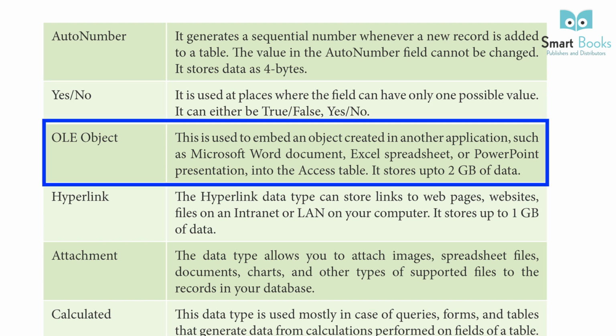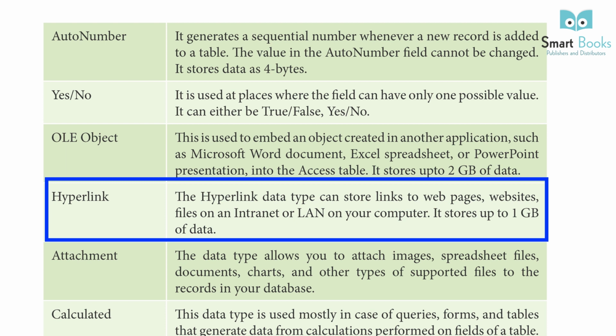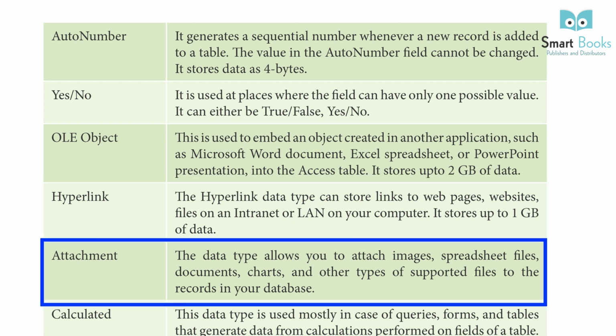OLE Object: this is used to embed an object created in another application, such as a Microsoft Word document, Excel spreadsheet, or PowerPoint presentation, into the Access table. It stores up to 2 GB of data. Hyperlink: the Hyperlink data type can store links to web pages, websites, files, or an internet or LAN address on your computer. It stores up to 1 GB of data. Attachment: this data type allows you to attach images, spreadsheet files, documents, charts, and other types of supported files to the records in your database.